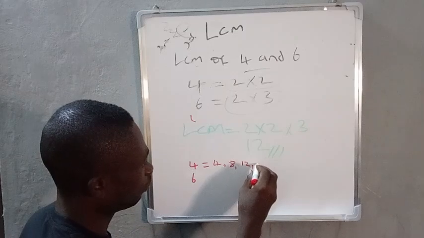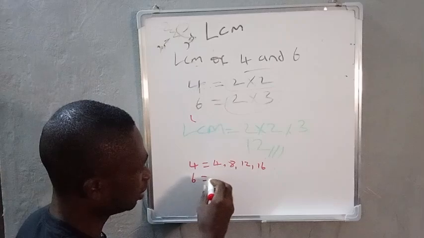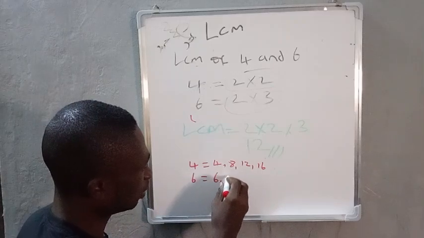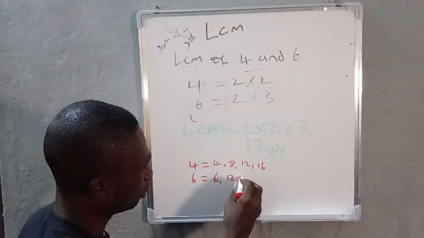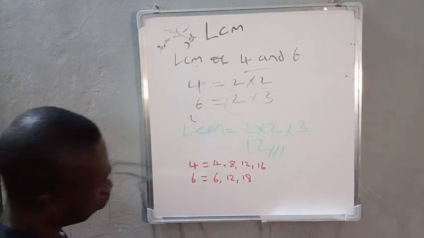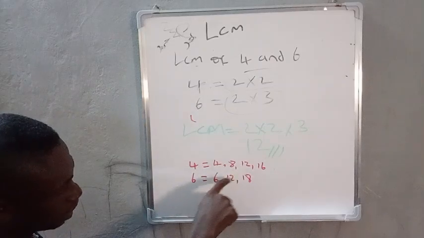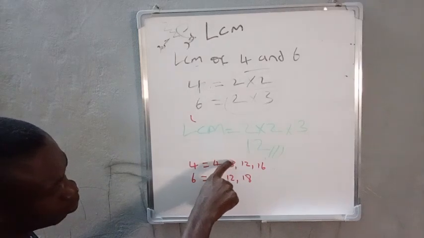4 times 4, 16. Now when you come to the multiples of 6, 6 times 1 is 6. 6 times 2 is 12. 6 times 3 is 18. So when you look at the multiples of 4 here and the multiples of 6 here, what is the lowest thing that is both here and here?